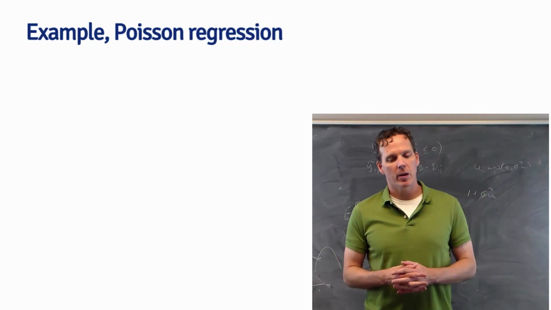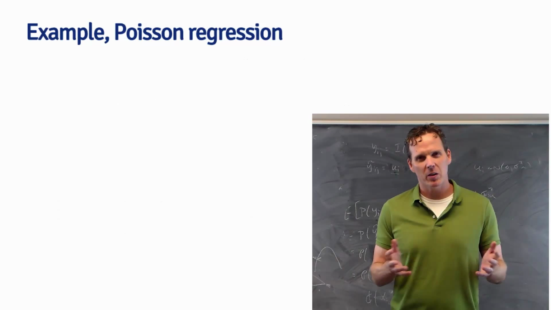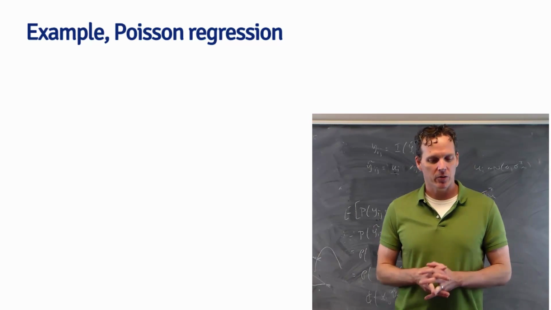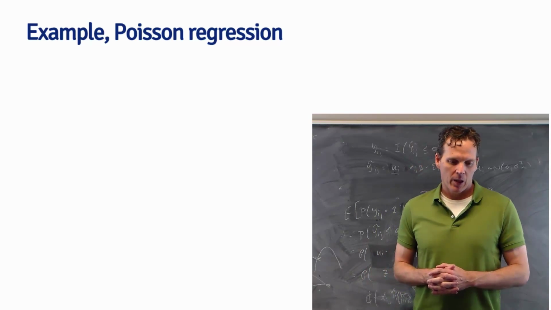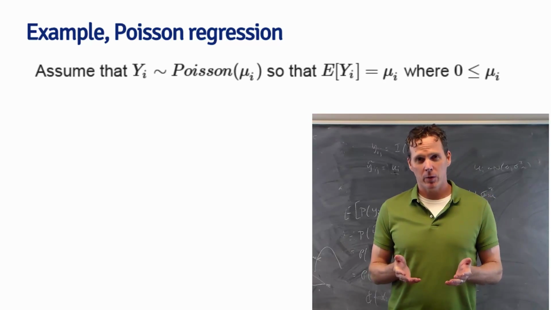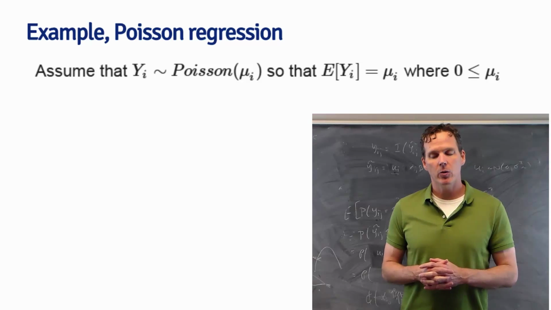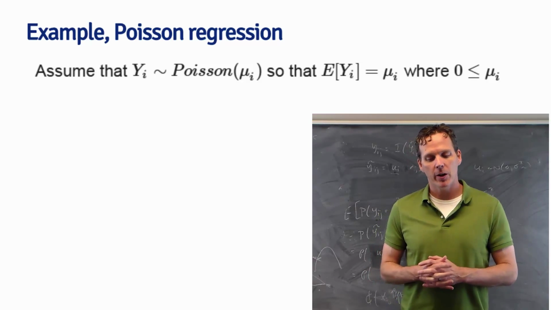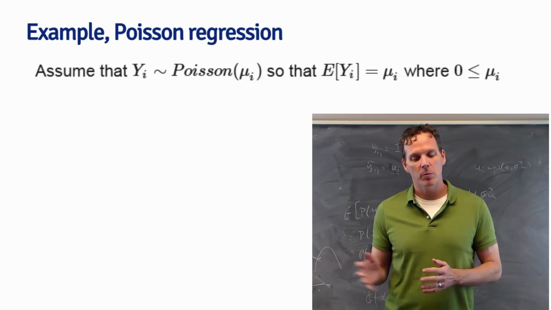Okay, let's go through another example, Poisson regression. Or I like to say Poisson regression. I know I'm not pronouncing it correctly, but I like to say it that way. So assume that y_i is Poisson(mu_i), where mu_i is the expected value of each of the Poisson random variables. In this case, the mu has to be larger than 0.